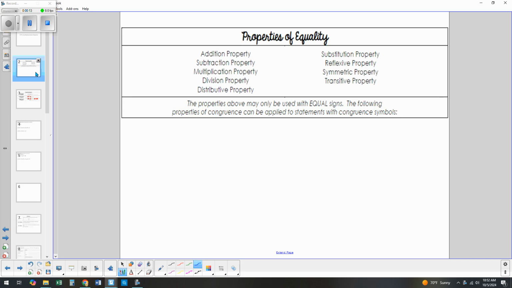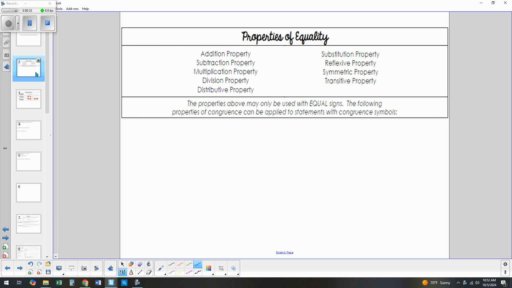The addition property, where we add something to both sides of an equation. Subtraction, where we subtract both sides by the same thing. Multiplication, where we multiply both sides by the same thing. Division, where we divide both sides by the same thing. Distributive property, where we can distribute over a set of parentheses. Substitution, when we replaced something in an equation.